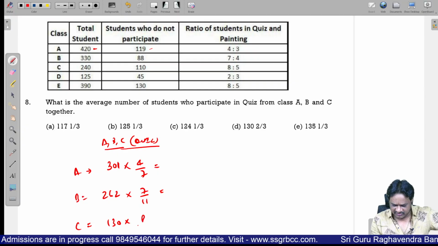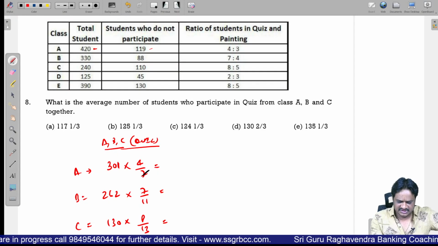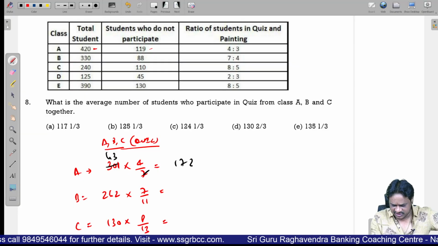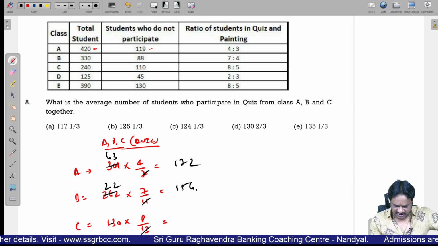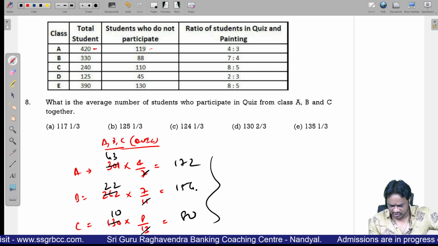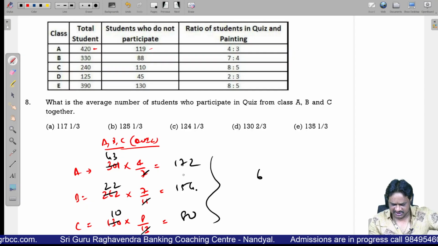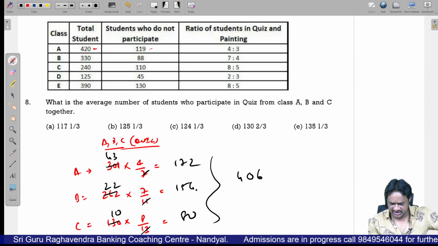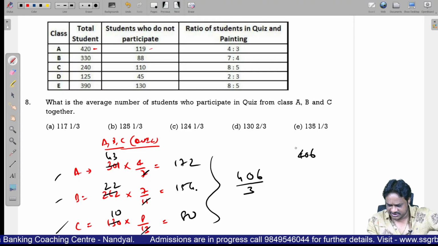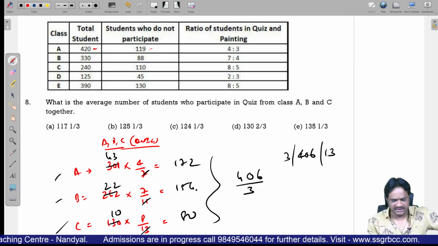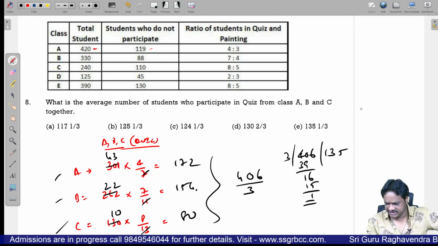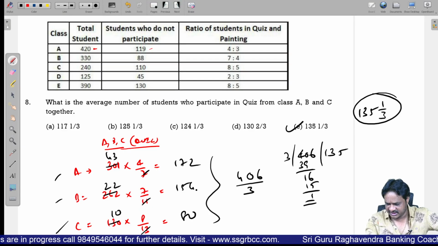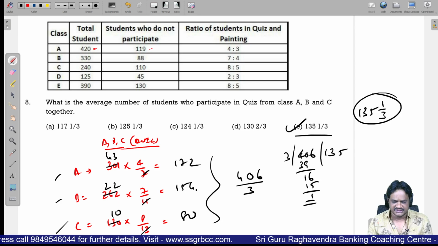Out of 130, quiz 8 by 13. Do the calculations. 7 ones, 7 fours, 7 threes, it is 172. 11 twos, again 11 twos, it is 154. 13 ones, 13 tens, it is 80. If you do the total, we will get 406. We want the average, so divide with 3. Why? Because we are taking 3. Divide 406 with 3. 3 13s, 39. Then 3 15s. Answer is 135 1 by 3. Correct answer is option 5. 135 1 by 3 is the correct answer.